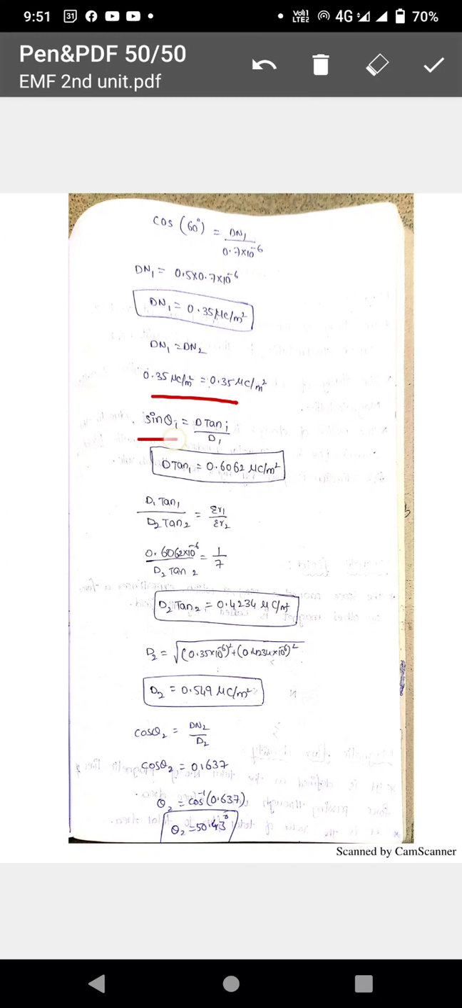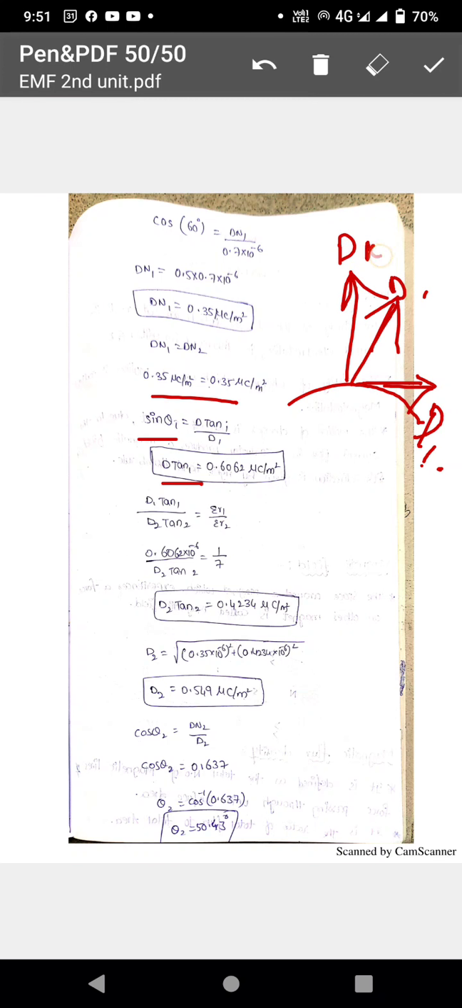From that, sin theta 1 equal to D tan 1 by D1. We can write D tan 1 equal to, we have to draw the diagram. It is D tan 1 or E tan 1, both will be the same. Instead of epsilon E tan 1, we can write D tan 1. Now the normal component is Dn1, and the resultant of this is D1. From this diagram, theta, it is sin theta 1. D tan 1 is also a tangential component, this is also a tangential component.